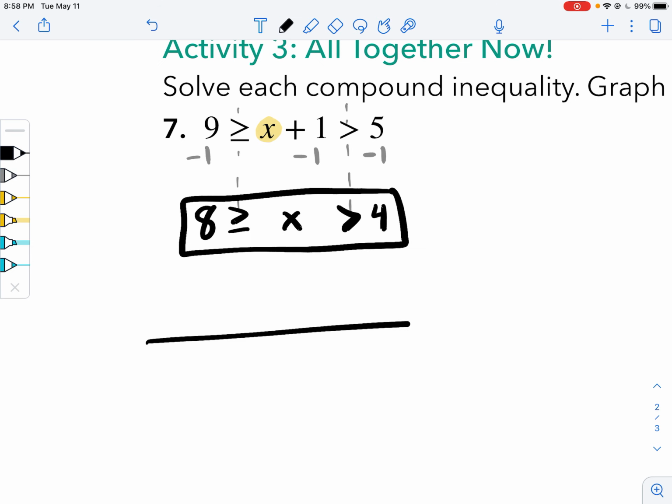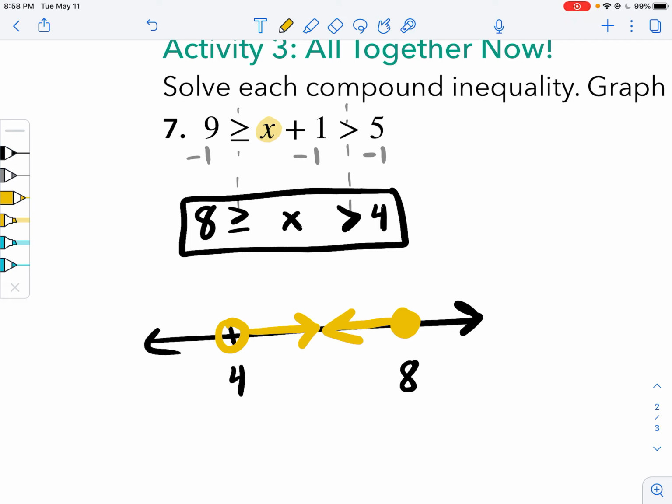Now we need to graph it. The numbers we're playing with here are 4 and 8. Now we've got that x is less than or equal to 8. 8 is greater than or equal to x. So that's a solid circle going that way. And then we've also got x is greater than 4. So that's open going that way. And honestly, guys, if you just kind of do that, that's okay. Actually, I take that back. Let's just shade like this. And they're all done.